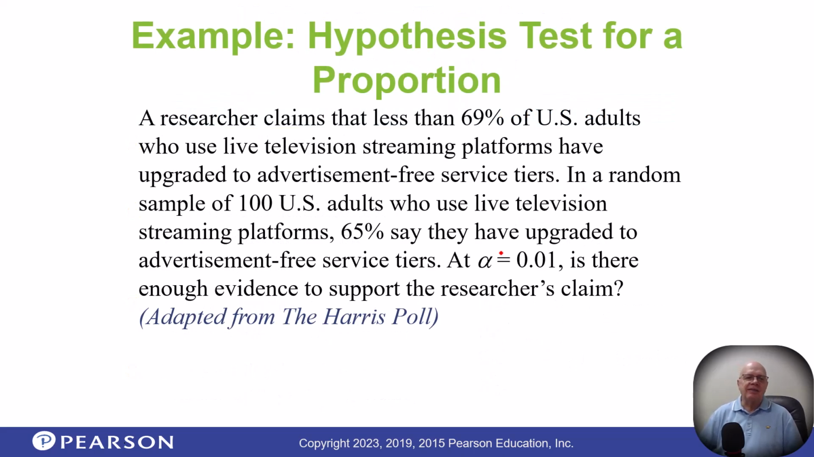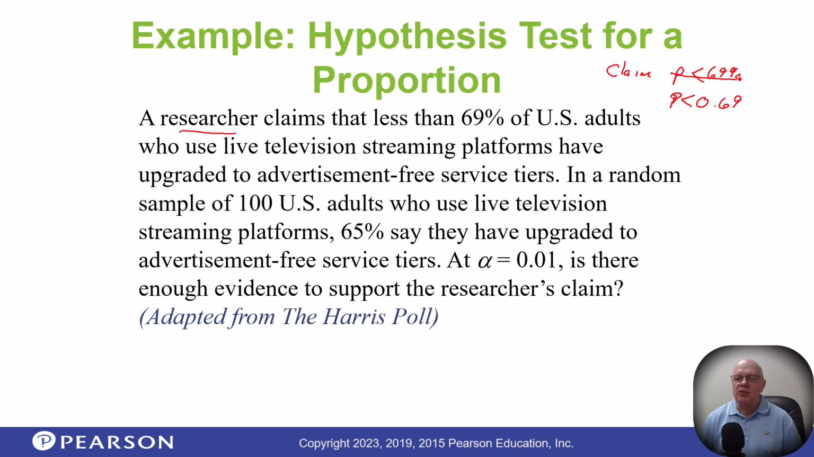All right, let's get to an example here so we can play around a little bit. First of all, we've got a claim. The researcher claims that less than 69% of U.S. adults, and that's going to be the proportion. So the claim is that the proportion is less than 69%. You might want to write that as p is less than 0.69. All right, that's the claim.